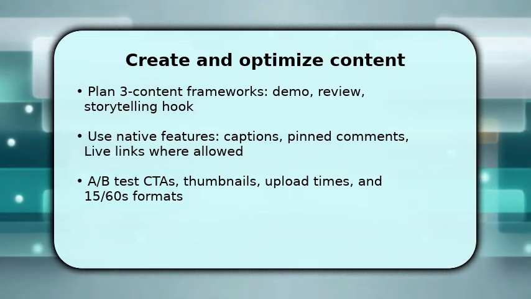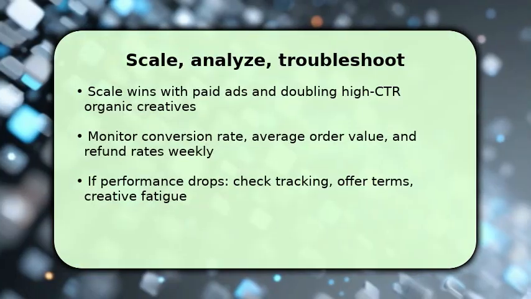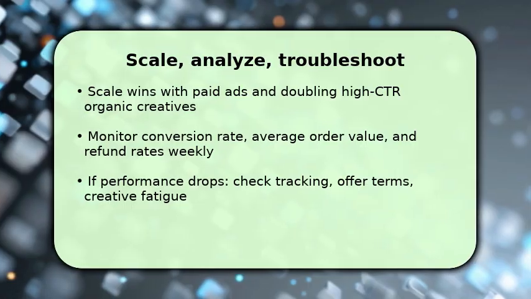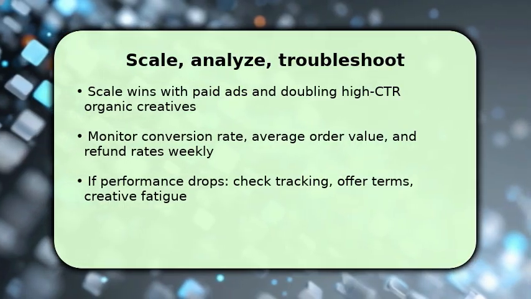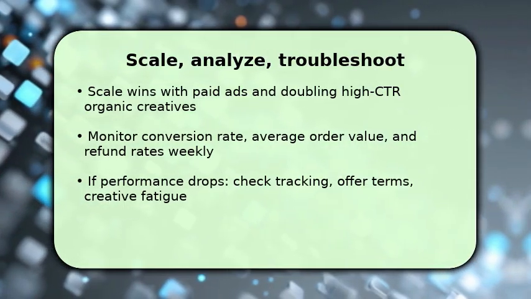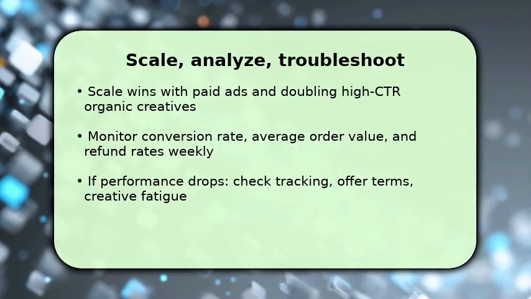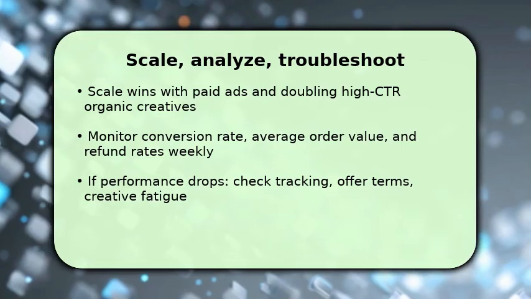Make sure to track each variation with distinct UTM tags so you can attribute sales and scale the best-performing creative. Finally, scale what works. Reinvest a portion of profits into TikTok ads and duplicate your top organic creatives with small variations. Analyze performance weekly, conversion rate, average order value, and refund rates to spot issues early.